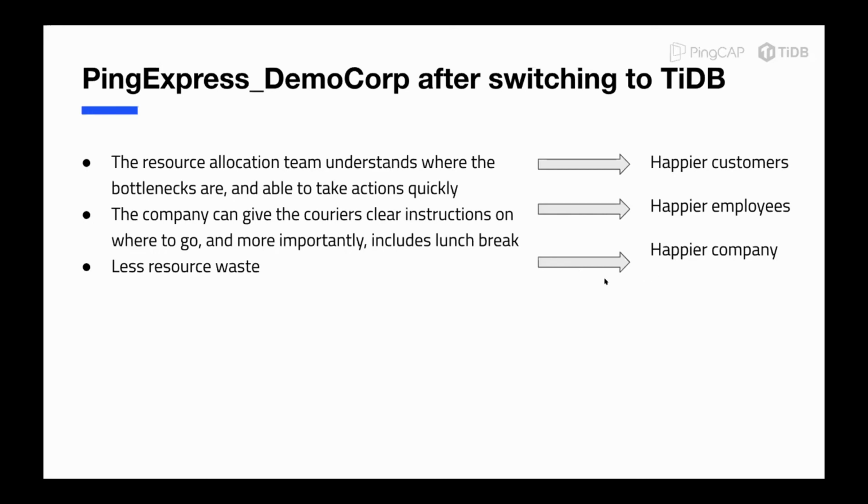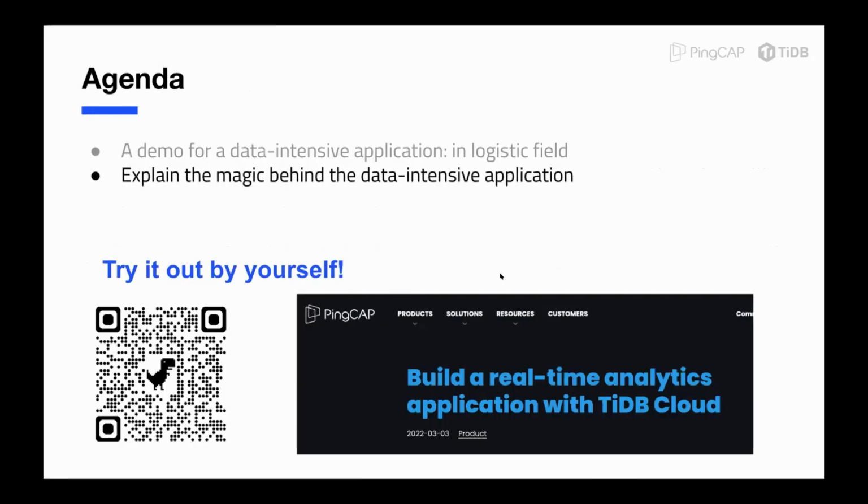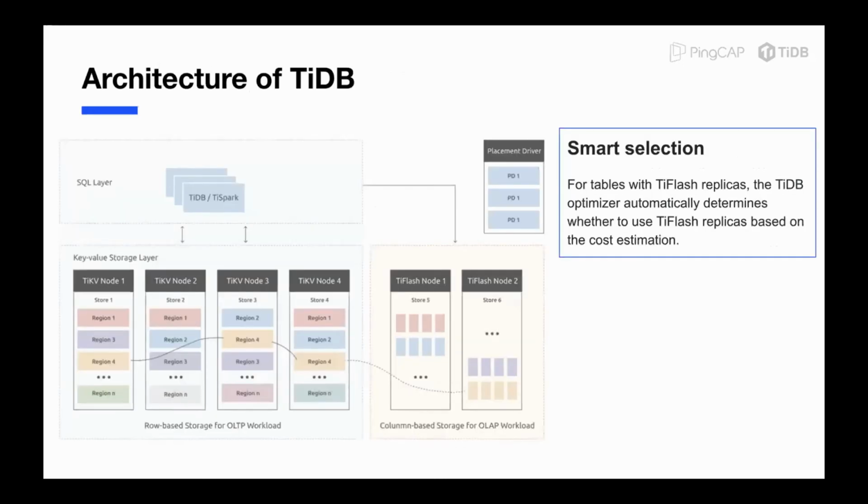Cool. Now, in the second part of my demo, I'm going to explain the magic behind data-intensive applications. So here's the overall architecture of TiDB. In TiDB, we have a computation layer, which is TiDB and TiSpark. And we have two storage layers. The first one is the TiKV storage layer, which is a row store. And we also have TiFlash, which is a column store. So we have a smart selection algorithm. Whenever a query comes in, it will automatically decide whether to send this query, or even part of the query, to TiKV or TiFlash. That's going to accelerate things a lot.